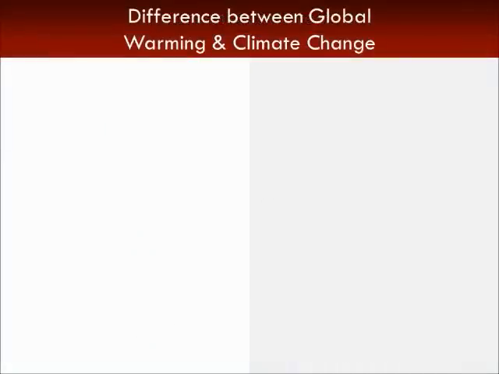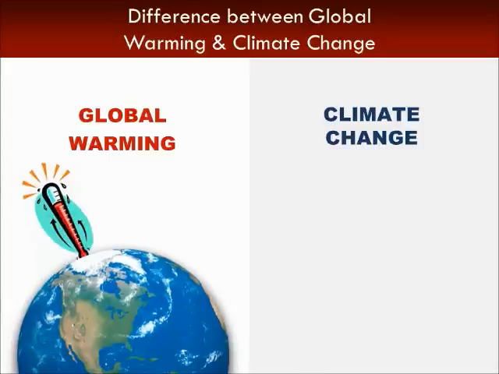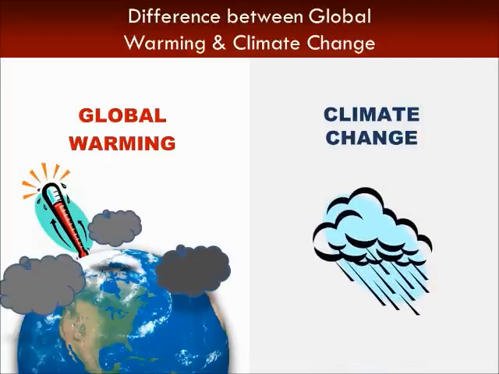What is the difference between global warming and climate change? Global warming is the increase of the Earth's average surface temperature due to a build-up of greenhouse gases in the atmosphere, whereas climate change is a broader term that refers to long-term changes in climate, including average temperature and precipitation.